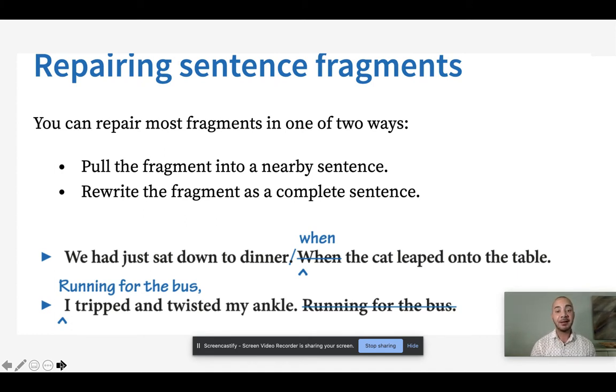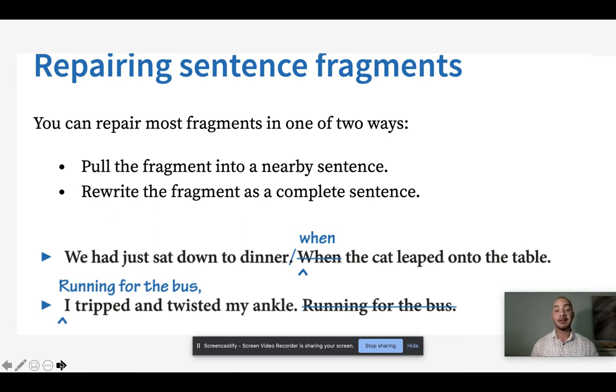We had just sat down to dinner. When the cat leaped onto the table. In this case, we had just sat down for dinner is a simple sentence. There's nothing wrong with it. We have a subject, we, and then we have a verb phrase, had just sat, and then the predicate which describes where the sitting and when the sitting was done.